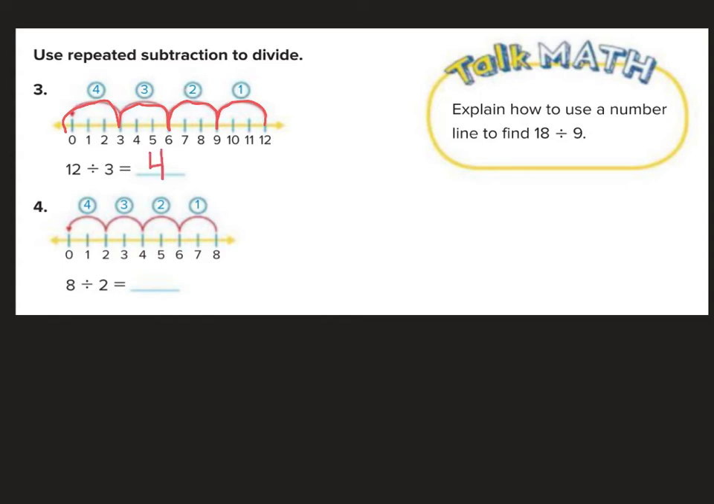So now I'm going to do 8 divided by 2. So I'd start at 8, take away 2 each time. 8, 6, 4, 2, 0. So 8 divided by 2 is 4.